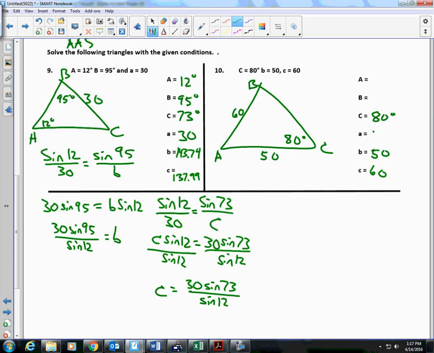Is the angle between the two sides? No. If the angle was there, then it would be between the two sides, and then it would be side angle side. But because the angle doesn't sit between the two sides, this is a side side angle problem. Very important that you see that and recognize.